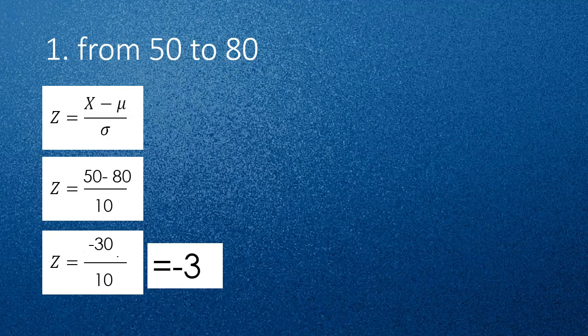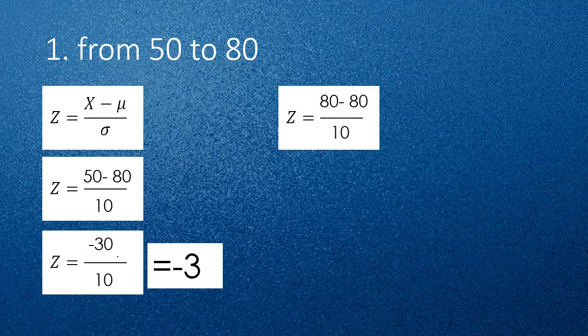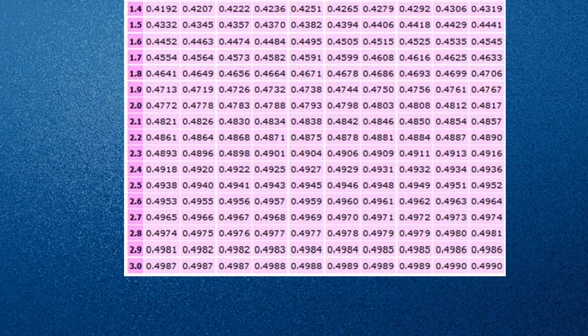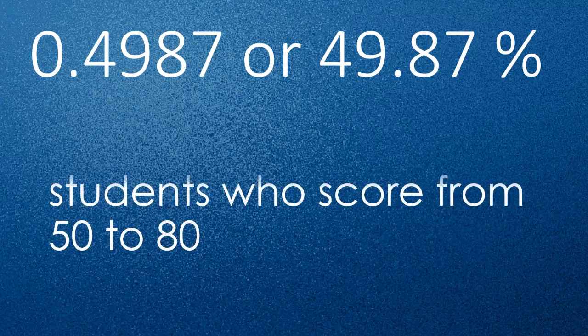If the score is 80, let's substitute the values: 80 minus 80 over 10, then the answer will be 0. So let's take a look at the table and find the equivalent of the z-score 3.0, and its corresponding value is 0.4987 or 49.87%. So there are 49.87% of students who got a score of 50 to 80.